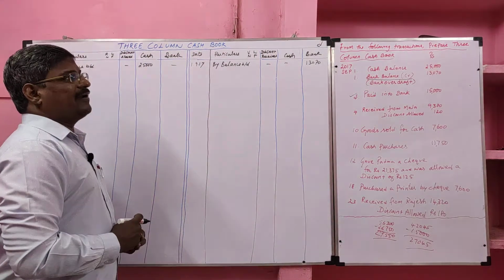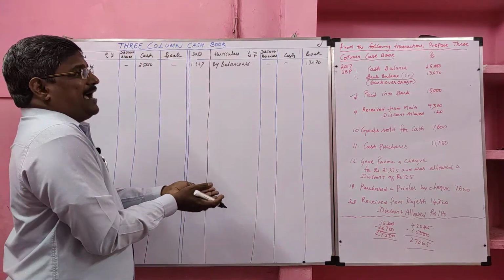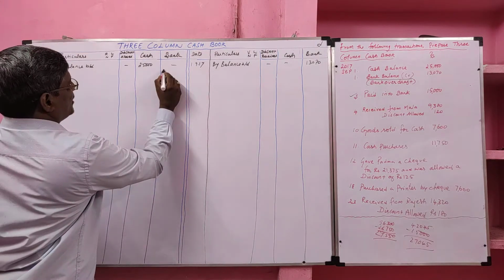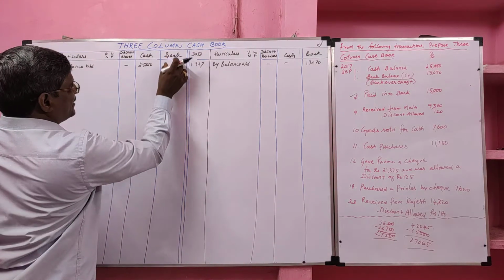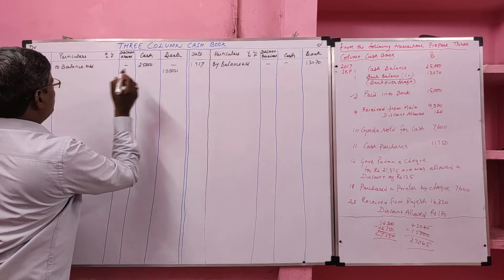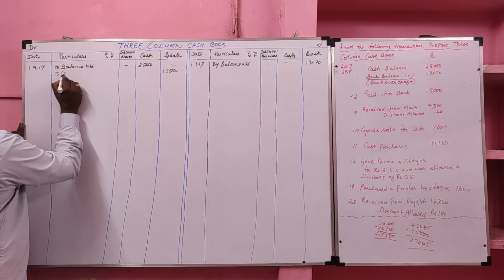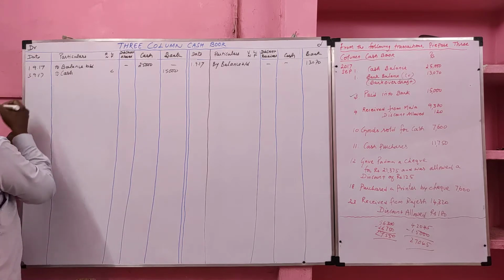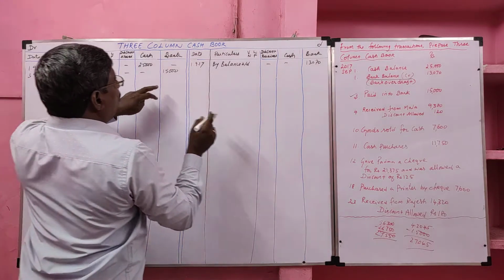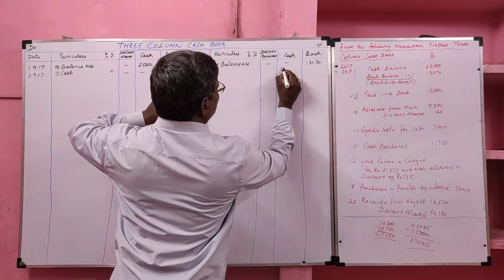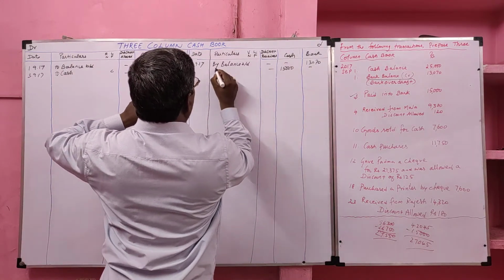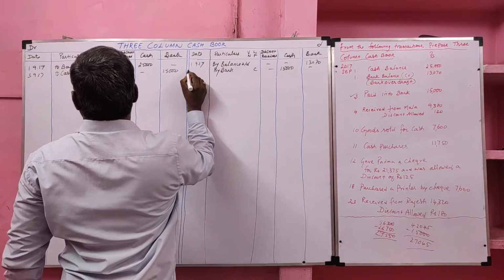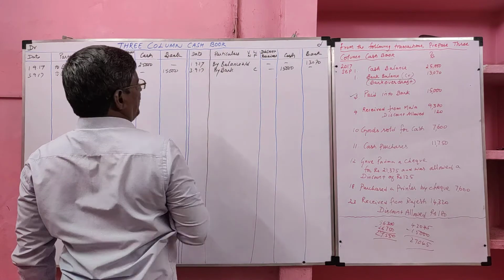Next, paid into bank. We have to record a contra entry. We paid into bank. Bank balance increases, cash balance decreases. First, bank balance increases, so on the debit side, it is written in the bank column. Here we write cash contra, date 3/9/17. Which balance decreases? Cash balance. Here we write the opposite item C, date 3/9/17.